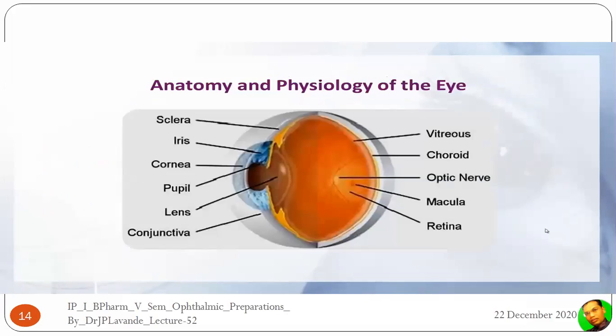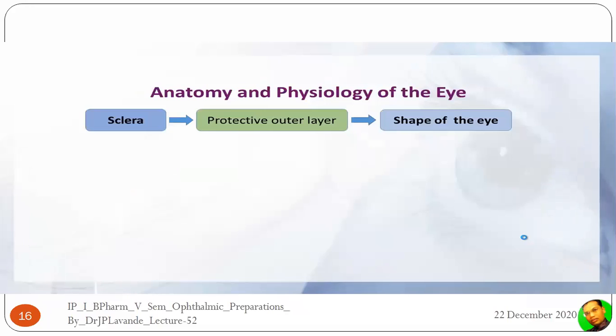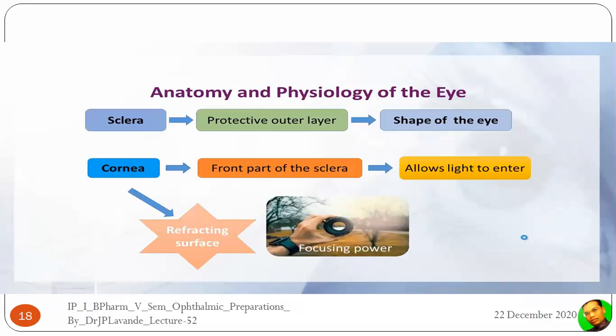Then we saw the anatomy and physiology of the eye, where we saw the different parts of the eye and what happens to the drug in the tear fluid. If we see 5% or even less than 5% absorption, that will occur through the ocular route, while some 50 to 100% of the drug gets absorbed by systemic administration, or the systemic route. Right. Then we went through the different parts of the eye and their functions, and how they perform.